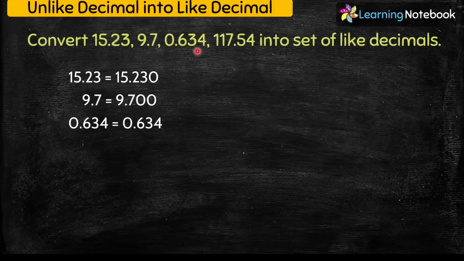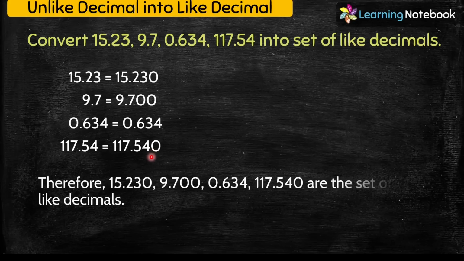Third decimal number is 0.634. It already has 3 decimal places. And the last decimal number is 117.54. It has 2 decimal places. So let's put 1 zero. So it becomes 117.540. So students, we have converted each of these decimal numbers into like decimals.